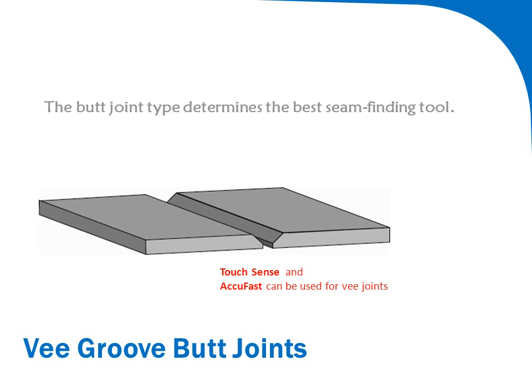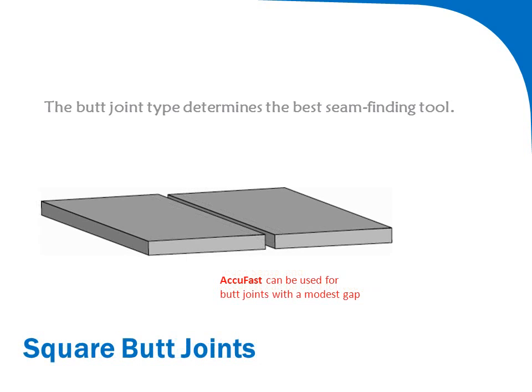V-groove butt joints can be detected using all three seam finding tools. Touch sensing requires more significant joint wall surface and is best used for thicker parts. AccuFast can be used for thinner parts.